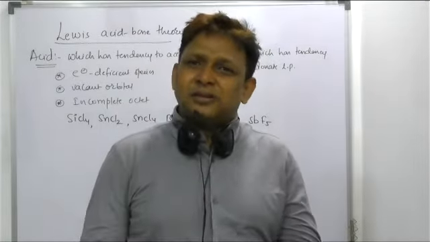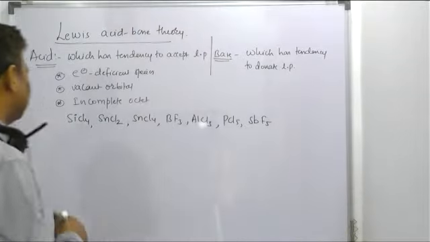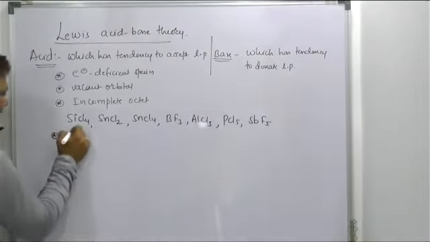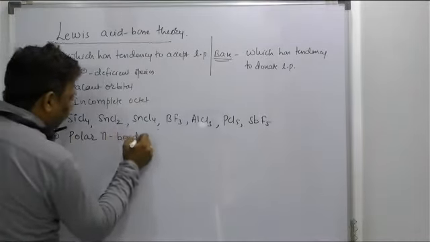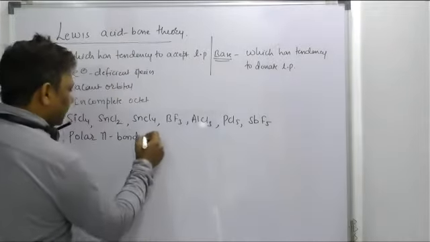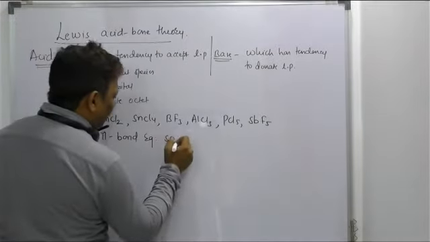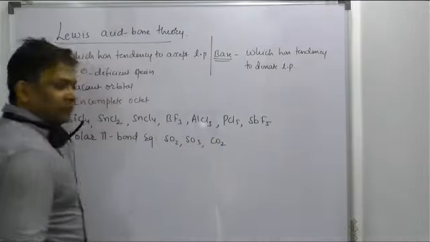Another one: some species having a polar pi bond also act as a Lewis acid. A polar pi bond means it must behave as an acid. Example, SO2 will have a polar pi bond, SO3 will have a polar pi bond, carbon dioxide will have a polar pi bond.